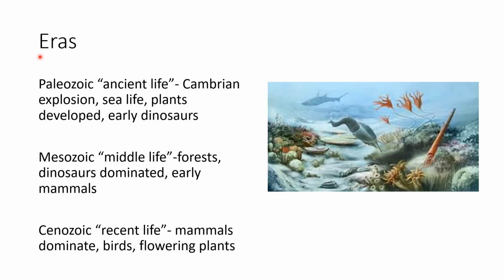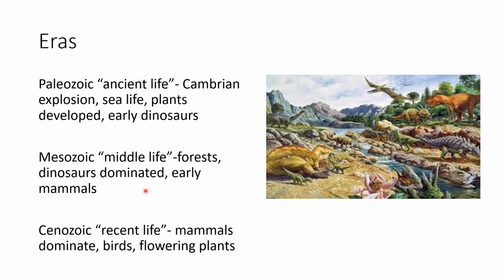So now to the eras of the Phanerozoic eon. First was the Paleozoic. Paleozoic means ancient life. This started off with the Cambrian explosion. There was a lot of sea life present. The first plants started to form. Some really, really early forms of dinosaurs were alive towards the end of this Paleozoic era. The next era is the Mesozoic, and Mesozoic means middle life. You had a lot of forests on land. Dinosaurs were the dominant life species. Some early small mammals started to form.